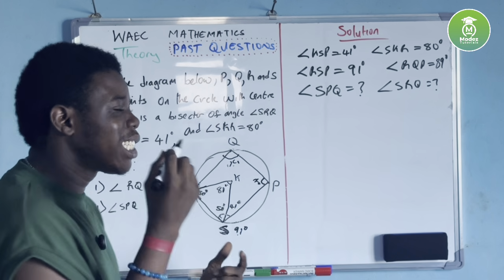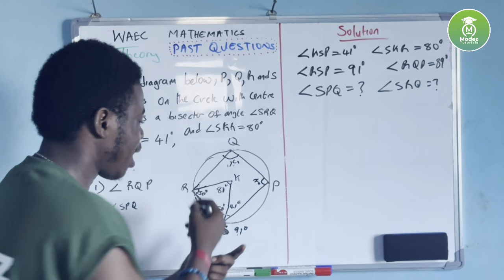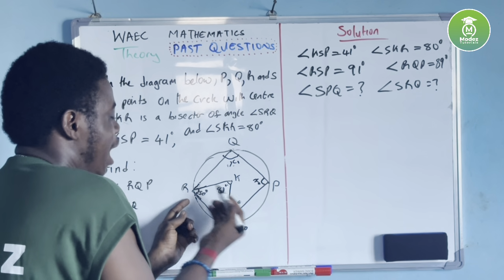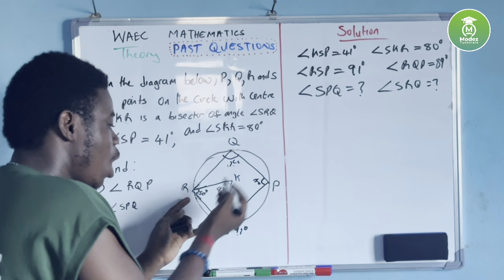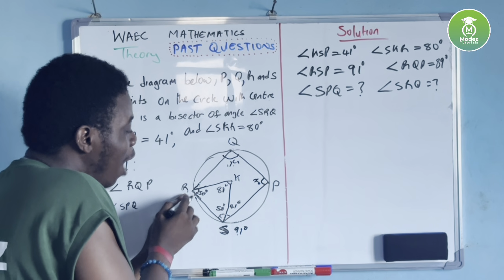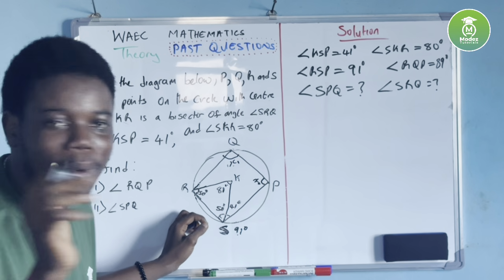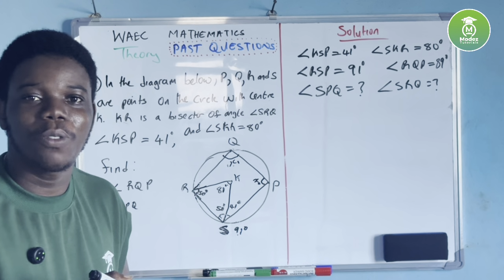Why? You know this is a cyclic quadrilateral. You already know that it's a cyclic quadrilateral. And what we are looking for is this second angle. And this angle is opposite to this angle. And we already know that one part of this angle is 50 degrees. All we just need to do is find the remaining angle. And how do we find that?